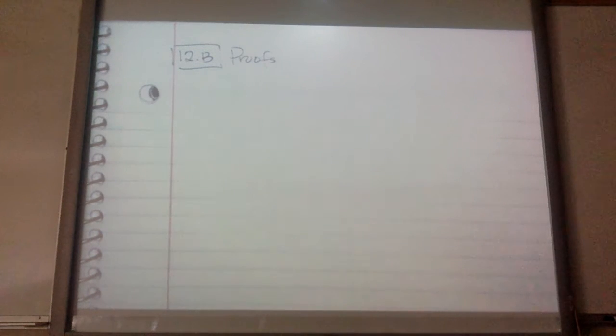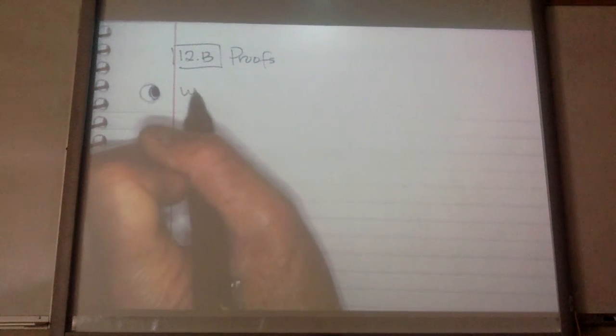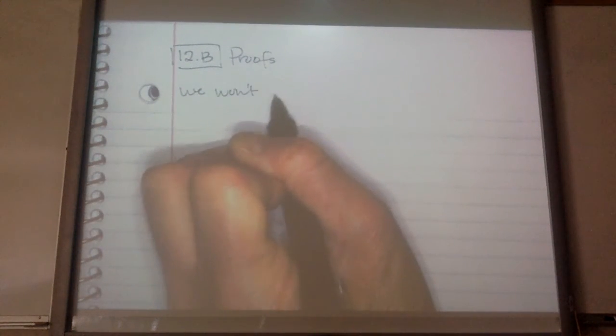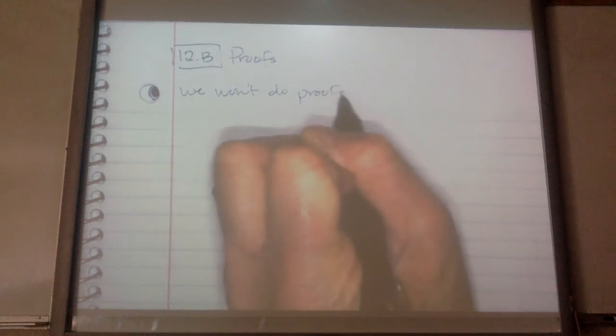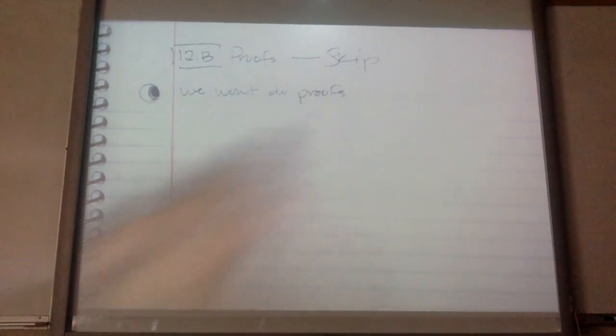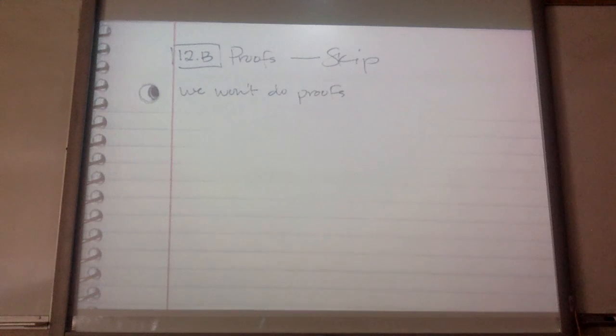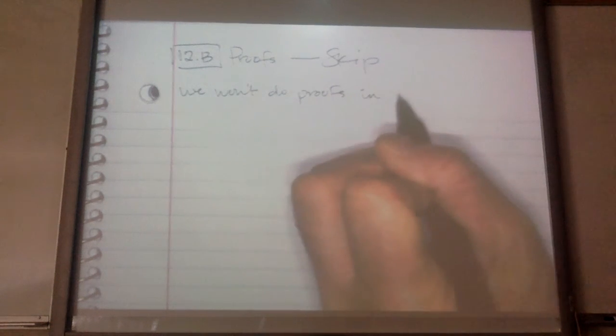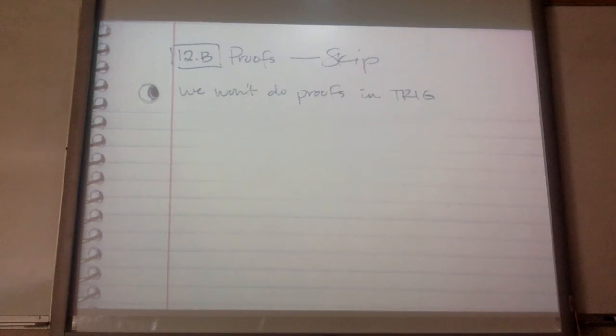All right, next, let's go over it quickly. Section 12 has another part, 12.B, which covers proofs of a chord. It's a chord proof in a circle, and we won't do proofs in Trig. So we're going to skip that whole section, which is why we end up skipping problems in our homework, because there are several things we skip in Trig. Any section or lesson that's on proofs, we skip.